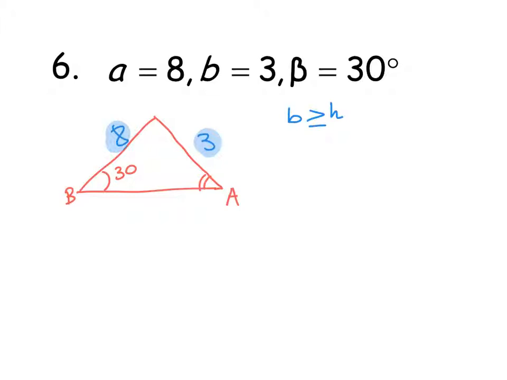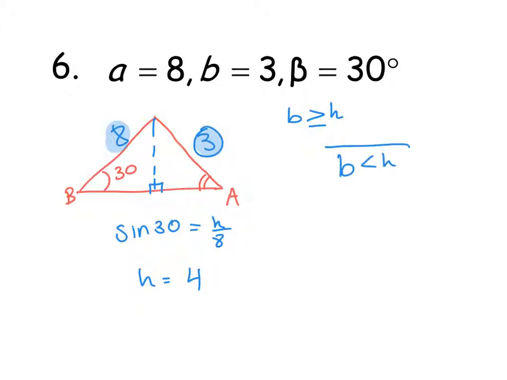So every time the opposite side is less than the adjacent, I have to find the height. So sine of 30 is equal to height over hypotenuse. So H is going to be 8 times sine 30, which is 4. So you see how side B is less than the height? So that's not possible. So then basically this side doesn't even touch A.